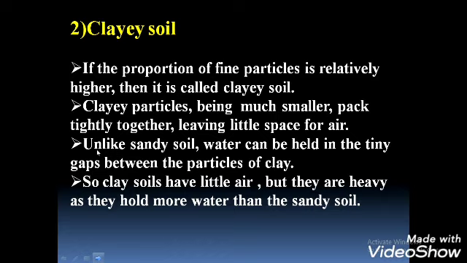Unlike sandy soil, water can be held in the tiny gaps between the particles of clay. So clay soils have little air, but they are heavy as they hold more water than the sandy soil. Sandy soil can hold a lesser amount of water compared to clay soil.